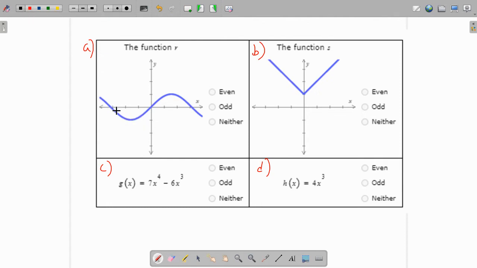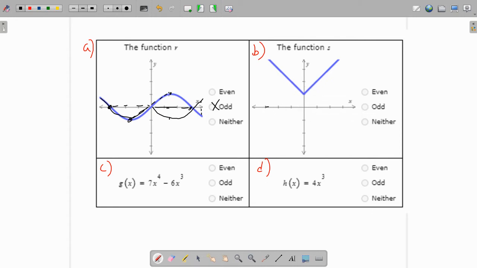Odd. So if I fold, let's say if I fold this piece over, I get something like this. And now if I fold it over the x, this maps up to this, maps down to this. This is odd. Or you can look here and here, it goes through the origin, they match up. Here and here, it goes through the origin, it matches up. There's a lot of different ways of looking at that one. That's probably the more difficult one.